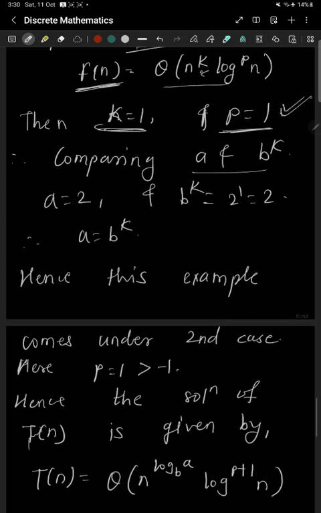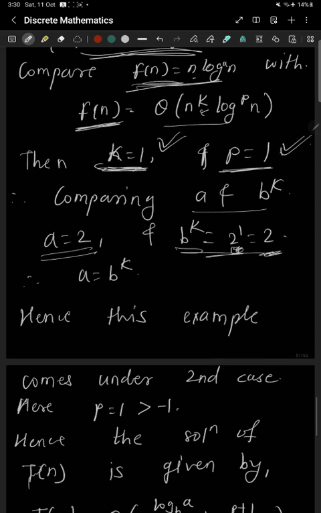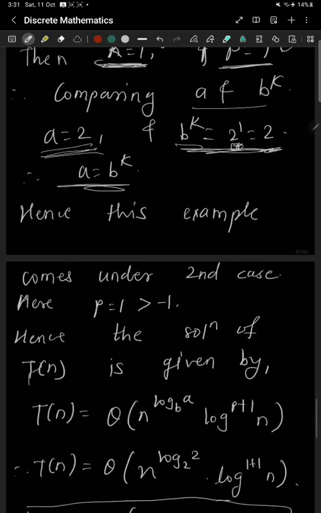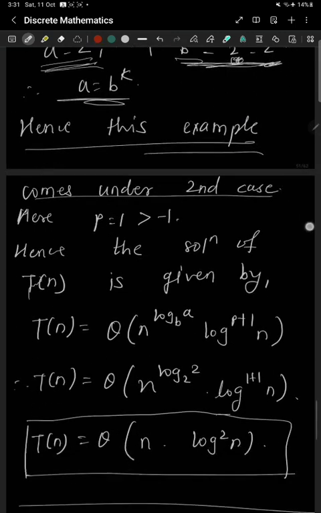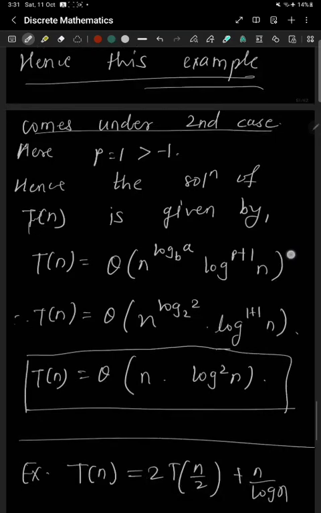Now p is equal to 1, and k is equal to 1, which is greater than or equal to 0. Hence this is also satisfied. So the value of a is equal to 2 from this equation, the value of b is equal to 2, and the value of k is equal to 1. Hence b raised to k is equal to 2 raised to 1, which is equal to 2. Therefore a is equal to b raised to k. Hence this example comes under which case? Second case. And we have also found that p is equal to 1, which is greater than minus 1.